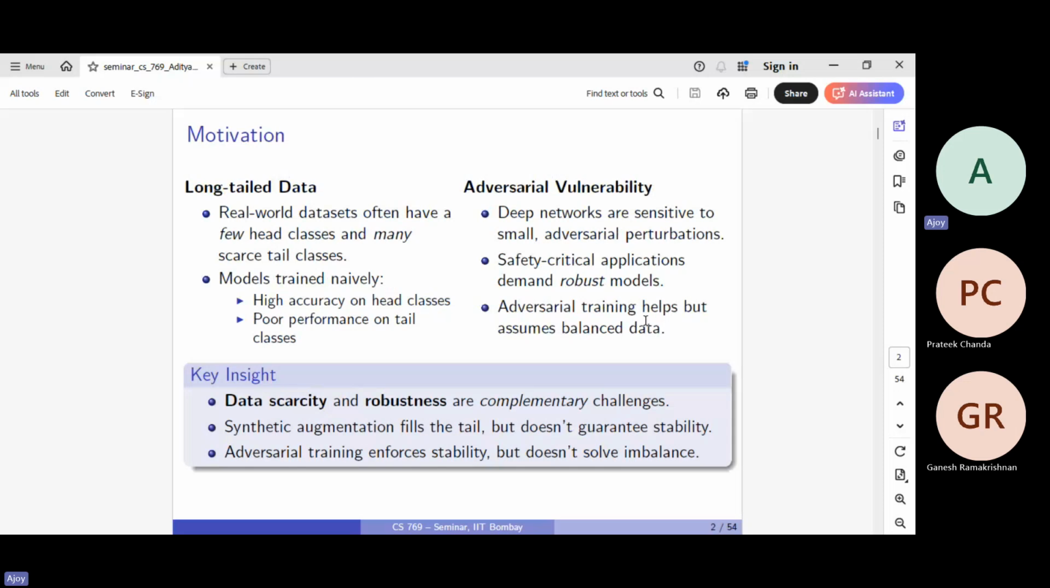Coming to the motivation, in real-world datasets we often have the issue of some head classes having a larger number of data points compared to many tail classes. So models achieve higher accuracies over the head classes, but perform poorly on the tail classes. Even if we try to solve the long tail issue, the adversarial vulnerability will still be there. So the robustness of these models is also very important. We are going to present three papers: first on synthetic generation, second on robustness, and third on SynCLR.